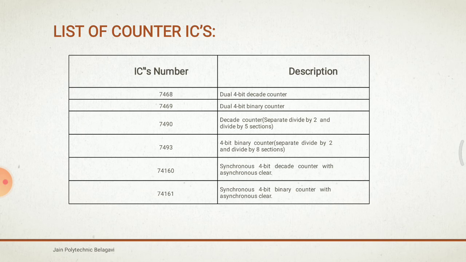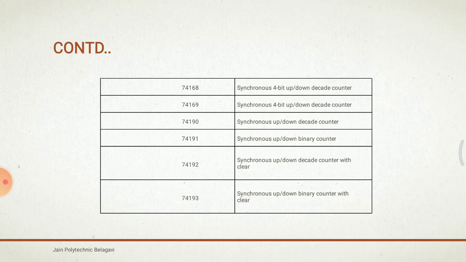74160 is a synchronous 4-bit decade counter, and 74161 is a synchronous 4-bit binary counter. 74168 is a synchronous 4-bit up or down decade counter, and 74169 is a synchronous 4-bit up or down binary counter. 74190 is a synchronous up or down decade counter, and 74191 is a synchronous up or down binary counter. 74192 is a synchronous up or down decade counter with clear. 74193 is a synchronous up or down binary counter with clear options.